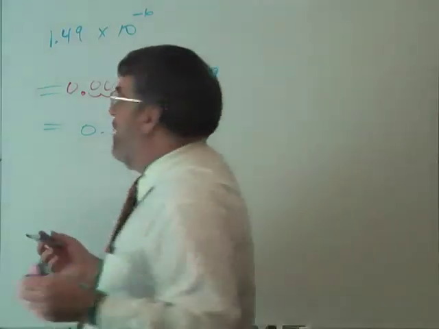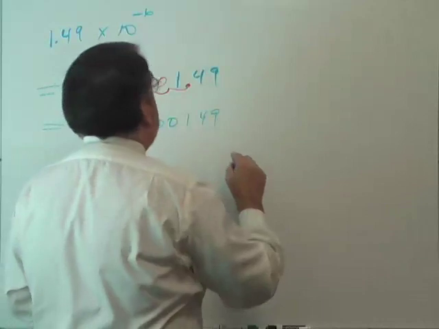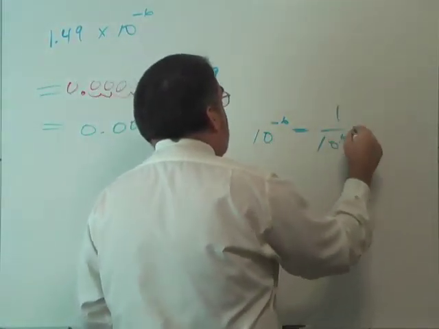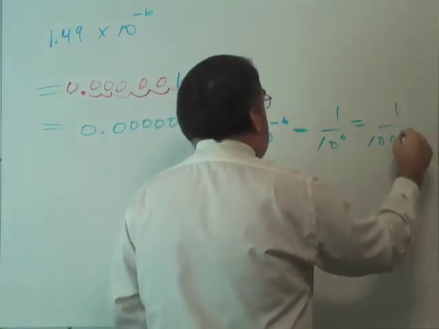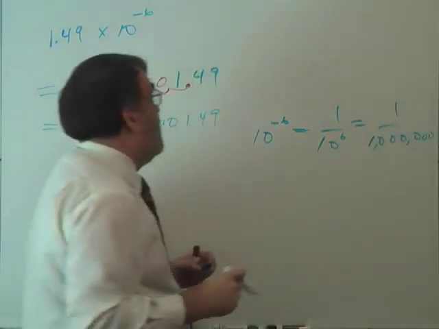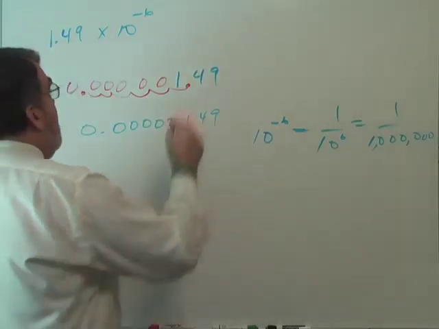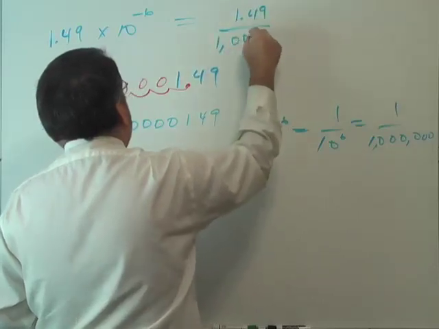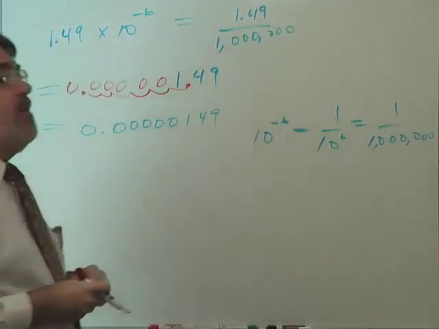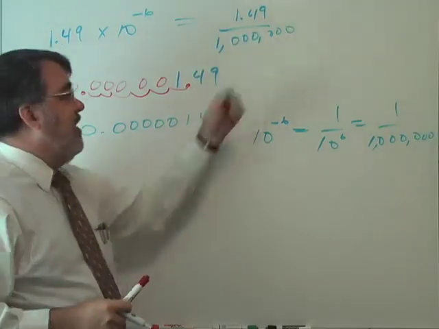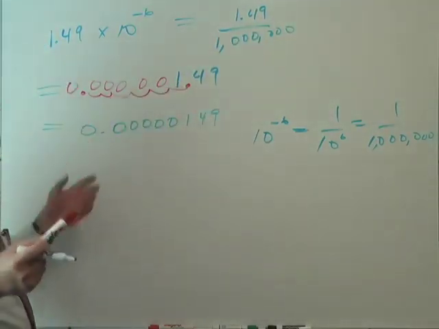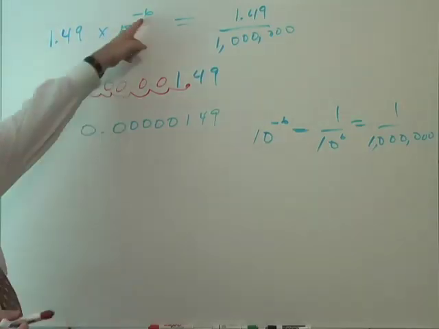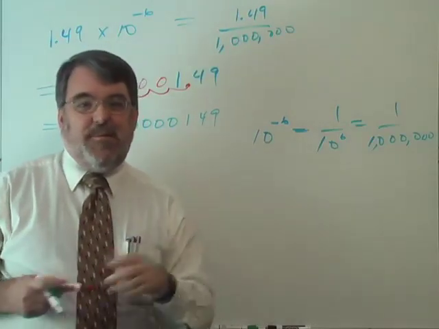1.49 times 10 to the minus 6, incidentally, is 1 over 10 to the 6th, which is 1 over 1 million. And so really this number is the same as 1.49 over 1 million. So if you were to divide by 1 million, you would make it 6 places smaller. But all you really have to do is go from here to here. And again, negative exponent means very small number.